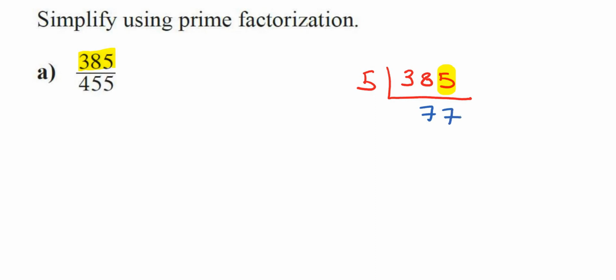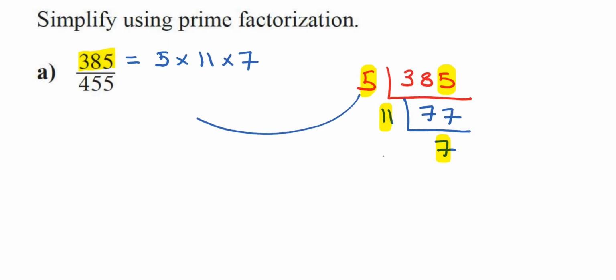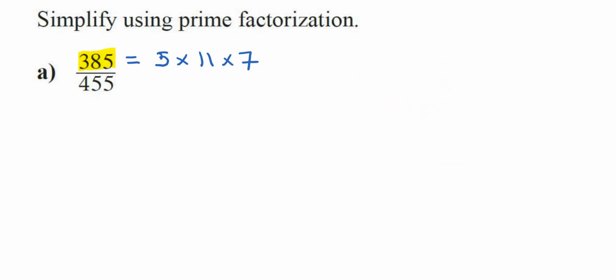And then can you think of a number that divides into 77? I'm thinking about 11, and 77 divided by 11 is going to be 7. And as you can see, these are all prime numbers. And once you have all prime numbers, you can stop. So 385 is the same thing as 5 times 11 times 7. So all these numbers are now going up here. Okay, great.